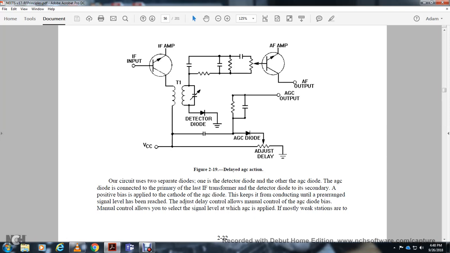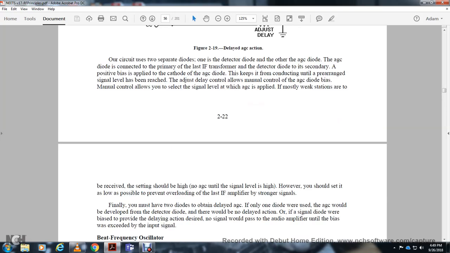The adjustable delay control allows manual control of the automatic gain control diode bias. This manual control allows you to select the signal level at which the automatic gain control is applied, with the most liquid stations. Receive the setting so that there is no automatic gain control until the signal level is high. However, you should set it as low as possible, preventing overloading of the last intermediate frequency amplifier by stronger signals. Finally, you must have two diodes to obtain delayed automatic gain control. If one diode were used for both the automatic gain control and the detector, there would be no delayed action. With a single diode, the bias that provides the delay action would block the path of the audio amplifier until the bias is overcome by the input signal.